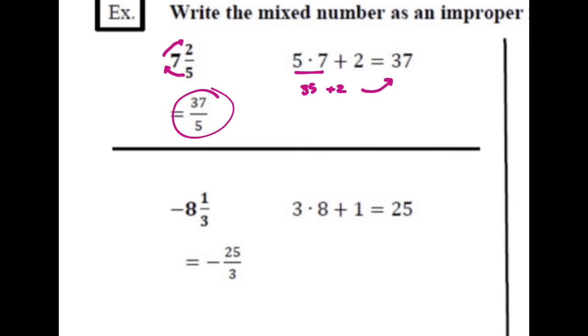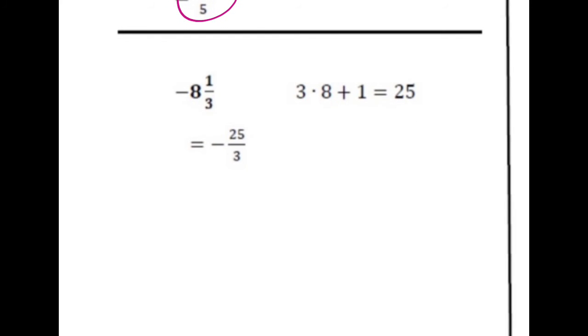Okay. And this one, this is where you ignore the negative, and you do the problem. So 3 times 4, 3 times 4, how about 8? It's 24, that's where my mind was going. And then add the 1, so you get 25. So there's the 25 thirds, and notice the negative just came down.